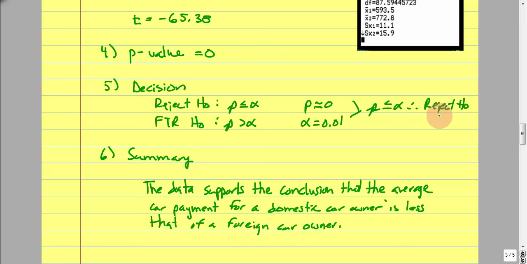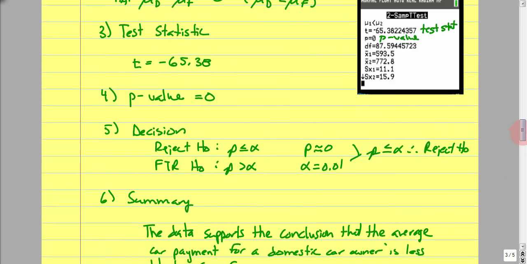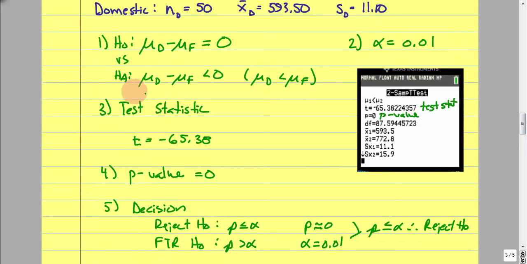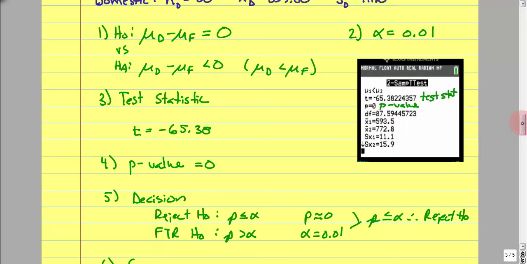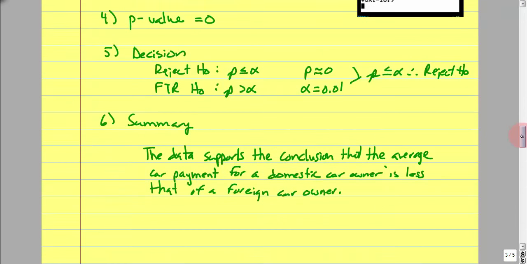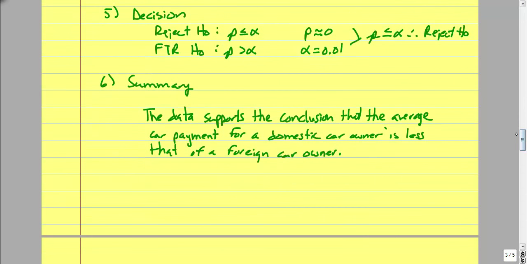Okay, because if we rejected H0, what that's saying then is we have evidence to support this alternative, and this says the average of the domestic payments is less than that of the foreign payments. So again, being able to use your calculator for this is a huge help, and you can focus in on the decision and the summary then, and not so much on the heavy calculations. Let's go ahead and try another problem.